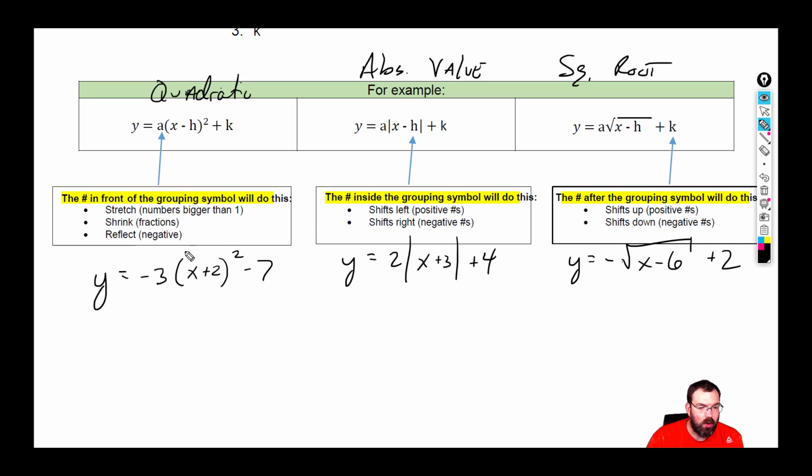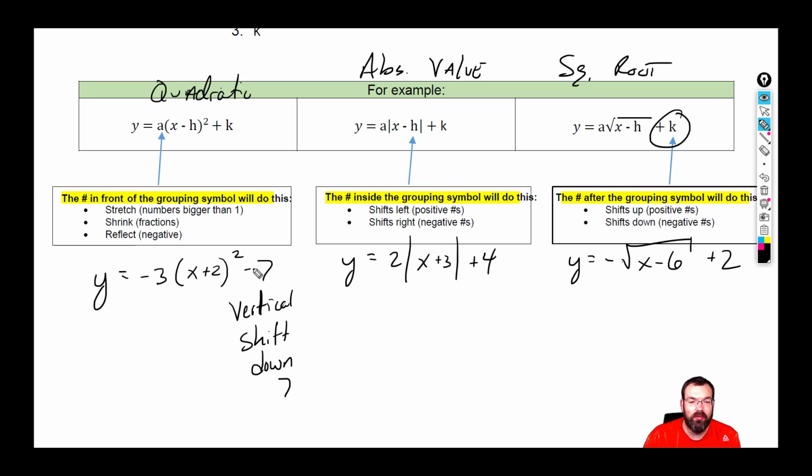So here we go. What does this number tell me? This is a vertical. This is our k value, first off. The number at the end is the k value. So what is this? Vertical shift down 7. It says it right there. It shifts up or shifts down, positive or negative. That's what that last number does.